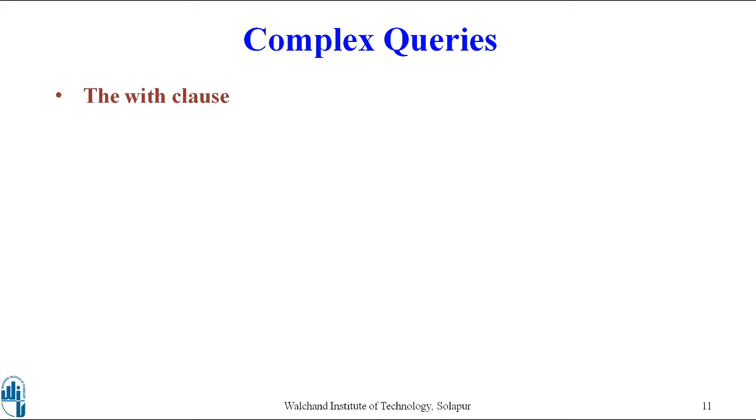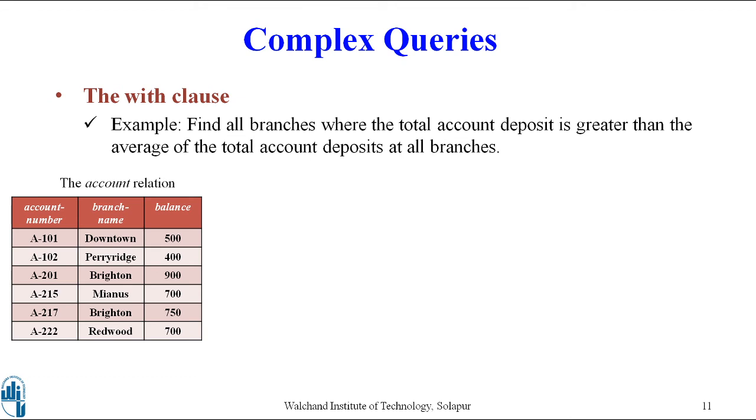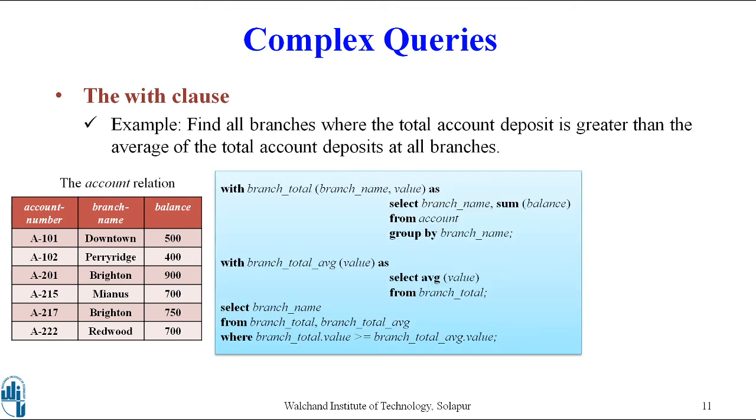Consider one more example of the with clause. Find all branches where the total account deposit is greater than the average of the total account deposit at all branches. The relation required is account. The query is: with branch total in parenthesis branch name, comma, value as select branch name, comma, sum of balance from account group by branch name. Second with clause: branch total average of value as select average of value from branch total.